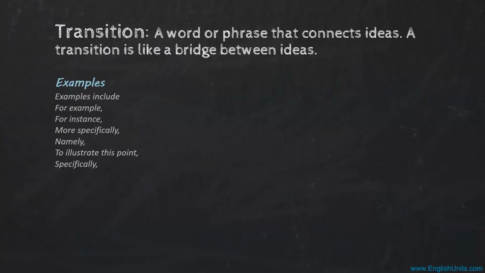We also use transitions to show examples, and words like examples include, for example, for instance, more specifically, namely, to illustrate this point and specifically.